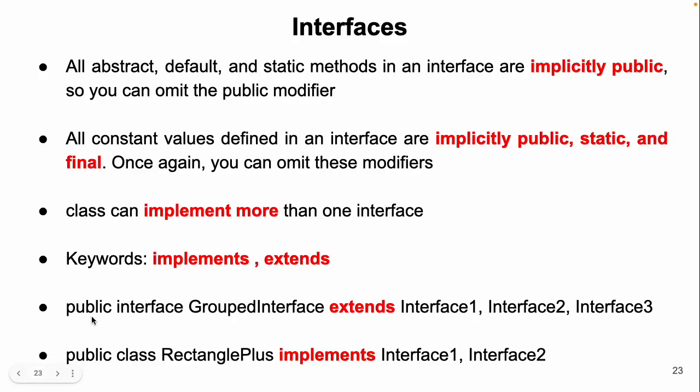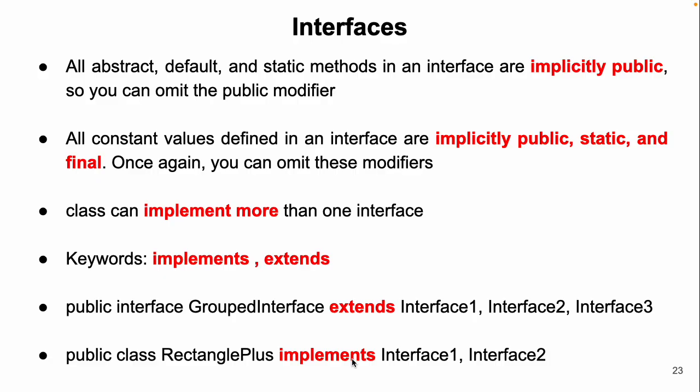Well, here is the example. Public interface GroupedInterface. This is the interface name, which extends three interfaces: Interface1, Interface2 and Interface3. I am creating another new interface by extending the three already available interfaces. In the class, I am implementing interface 1 and 2 here. I can implement one interface alone also.